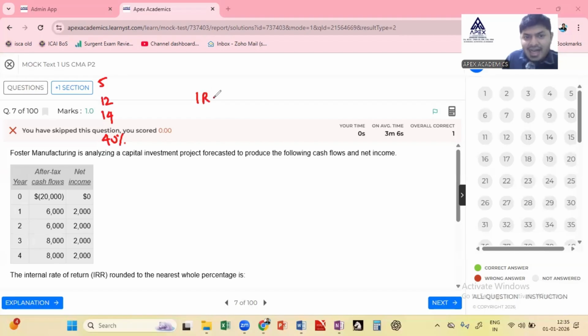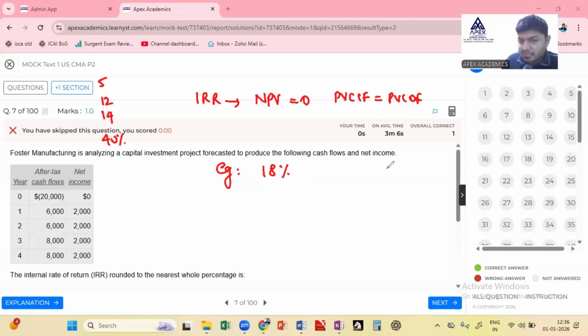Now, what do I mean by nearest? First of all, at IRR, the net present value will be equal to 0. What is the meaning of this? Present value cash inflow will be equal to your present value cash outflow. Now, there is a very important concept here. Suppose there are two percentages. For example, there is a percentage 18% and there is a percentage 20%. Let us say that the present value of cash outflow is 10,000. This is an example. This is not this sum.